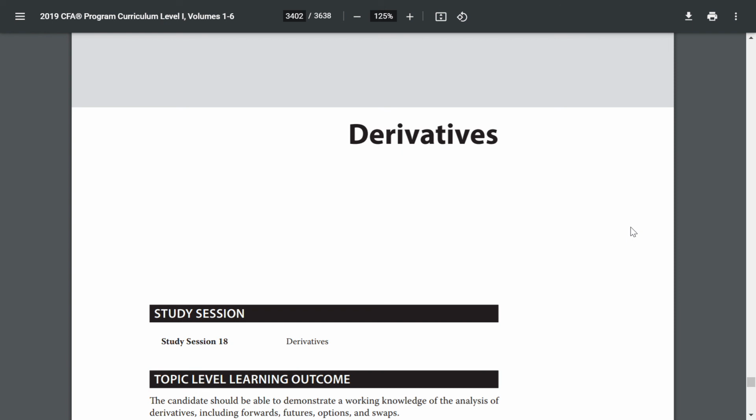Anyway, so yeah, that's the end of this section. We'll be getting into derivatives. And I'm really looking forward to finishing the section of the CFA Level 1.